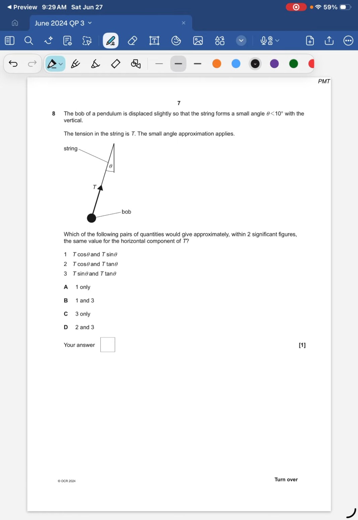8. The bob of a pendulum is displaced slightly so that the string forms a small angle theta, which is less than 10 degrees with the vertical. The tension in the string is T. The small angle approximation applies. Which of the following pairs of quantities would give approximately, within two significant figures, the same value for the horizontal component of T? Let me think.